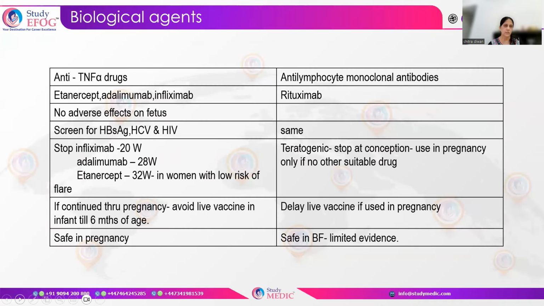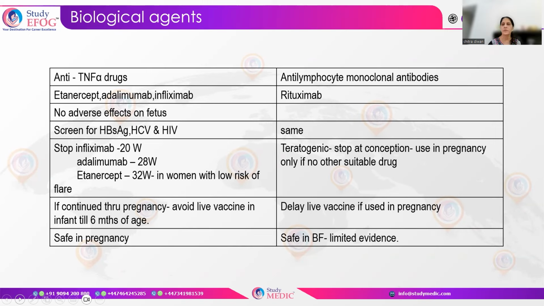Now coming to biological agents. You have anti-TNF alpha drugs and you have anti-lymphocyte monoclonal antibodies. TNF drugs are etanercept, adalimumab, and infliximab. They have no adverse effects on the fetus. But remember, whenever you want to use these biological agents, you have to screen the mother for hepatitis B, hepatitis C, and HIV. Otherwise, these infections can flare up in pregnancy.